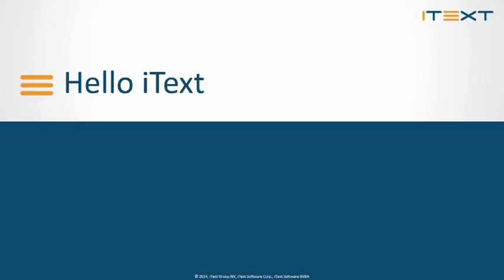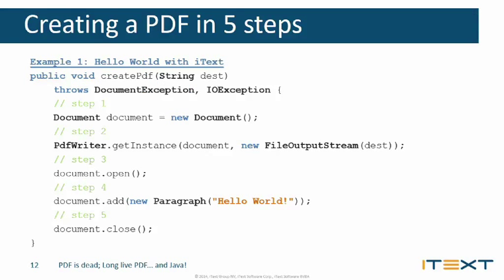Okay. So Bruno gave you a quick introduction on PDF. I will give you a quick introduction to iText to show you how you can use Java code to use our software library to create and manipulate PDF documents. So, of course, we start with a Hello World example, just creating a simple PDF file, which can basically be done in 5 steps in iText.